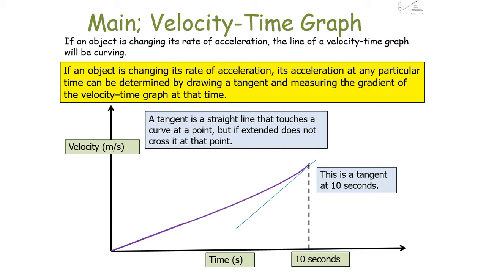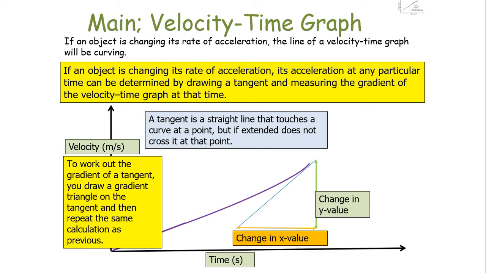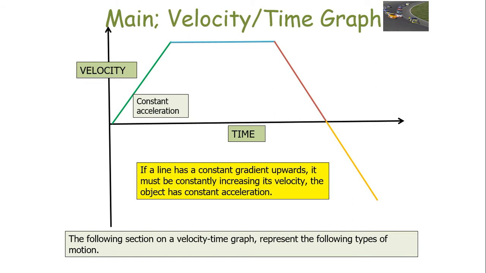We draw a tangent to the curve where it's just touching at 10 seconds, draw the gradient triangle on your tangent, and then work out your gradient value. Now again, let's think about this idea logically in this one. So these are the following sections on a velocity time graph.